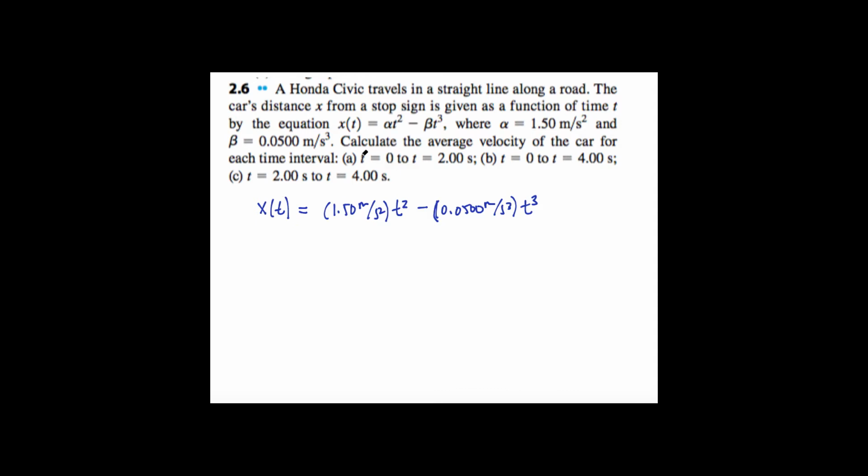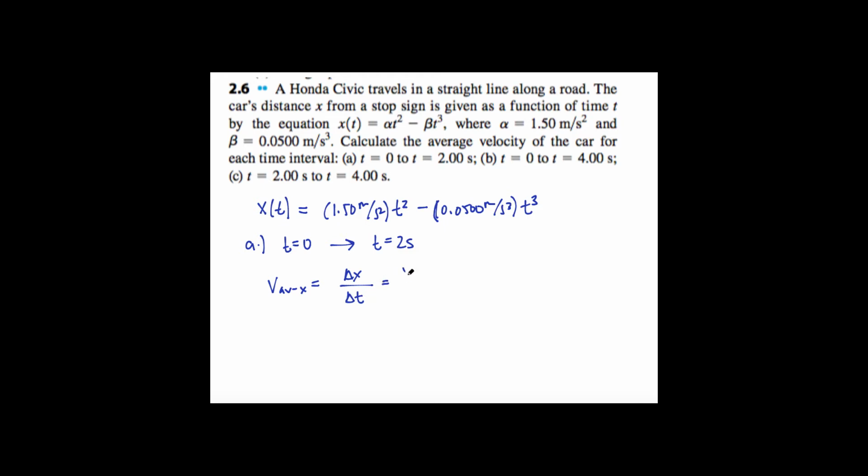So part A, well actually all of these, says to calculate the average velocity of the car for each time interval. So the time interval for A is from t equals 0 to t equals 2 seconds. So I want to calculate average velocity. I'm not asking for instantaneous velocity. Average velocity is simply change in position over my time interval.